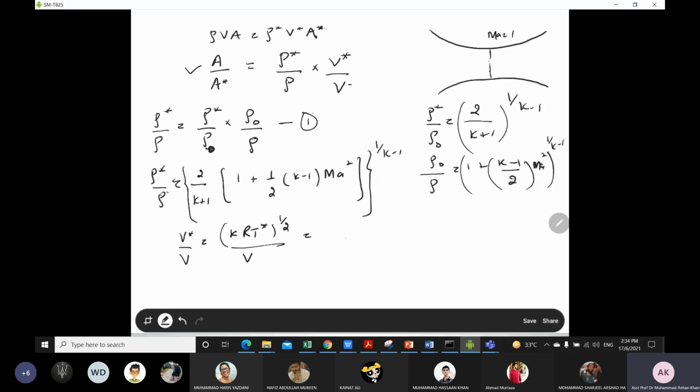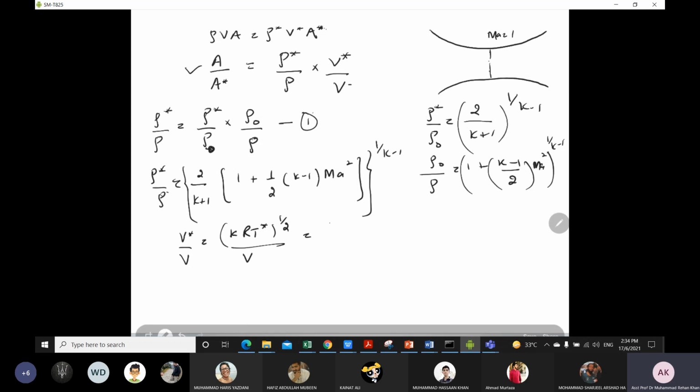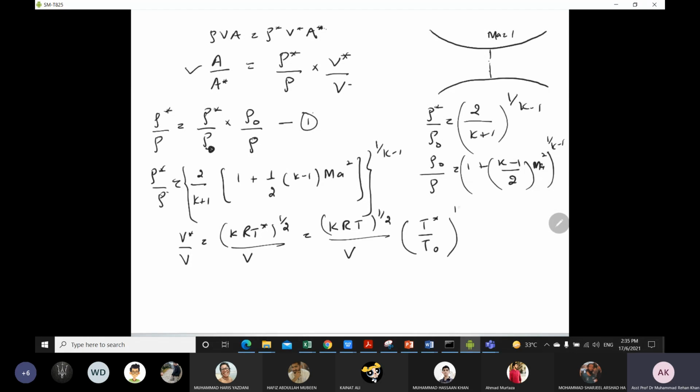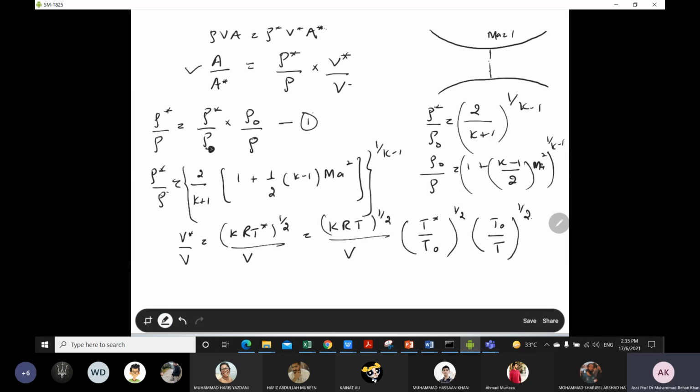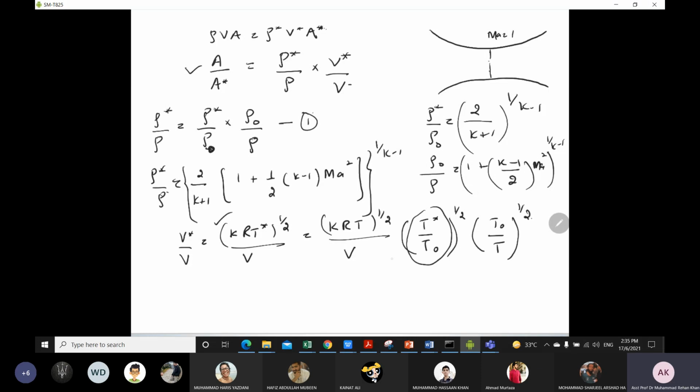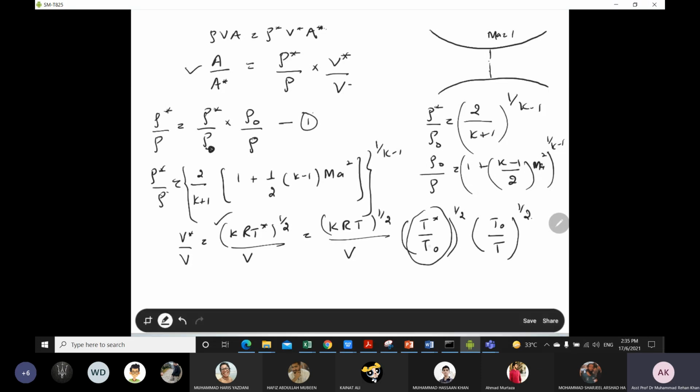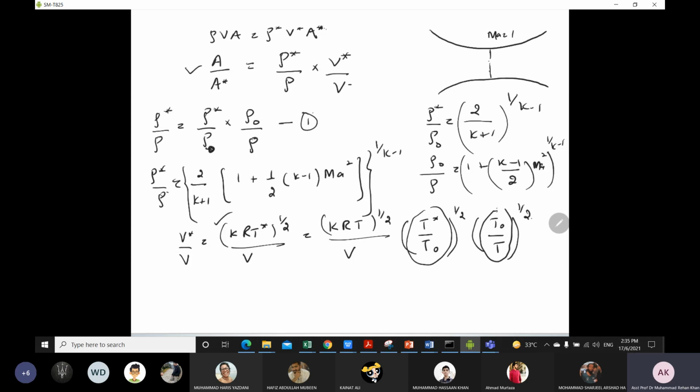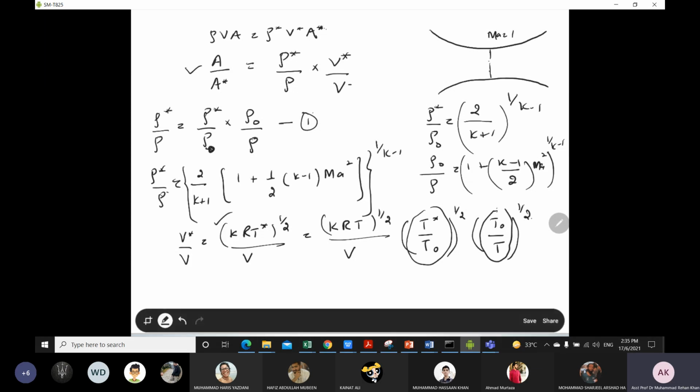If we further simplify this equation, or write it in another form, we can write (k R T) to the power 1 by 2 over V, times (T star by T naught) to the power 1 by 2, times (T naught by T) to the power 1 by 2. The result will be the same as this equation. Now we can get these values from the previous slide. We already know the T star by T naught value, and the T naught by T value is also known to us from the stagnation properties topic.